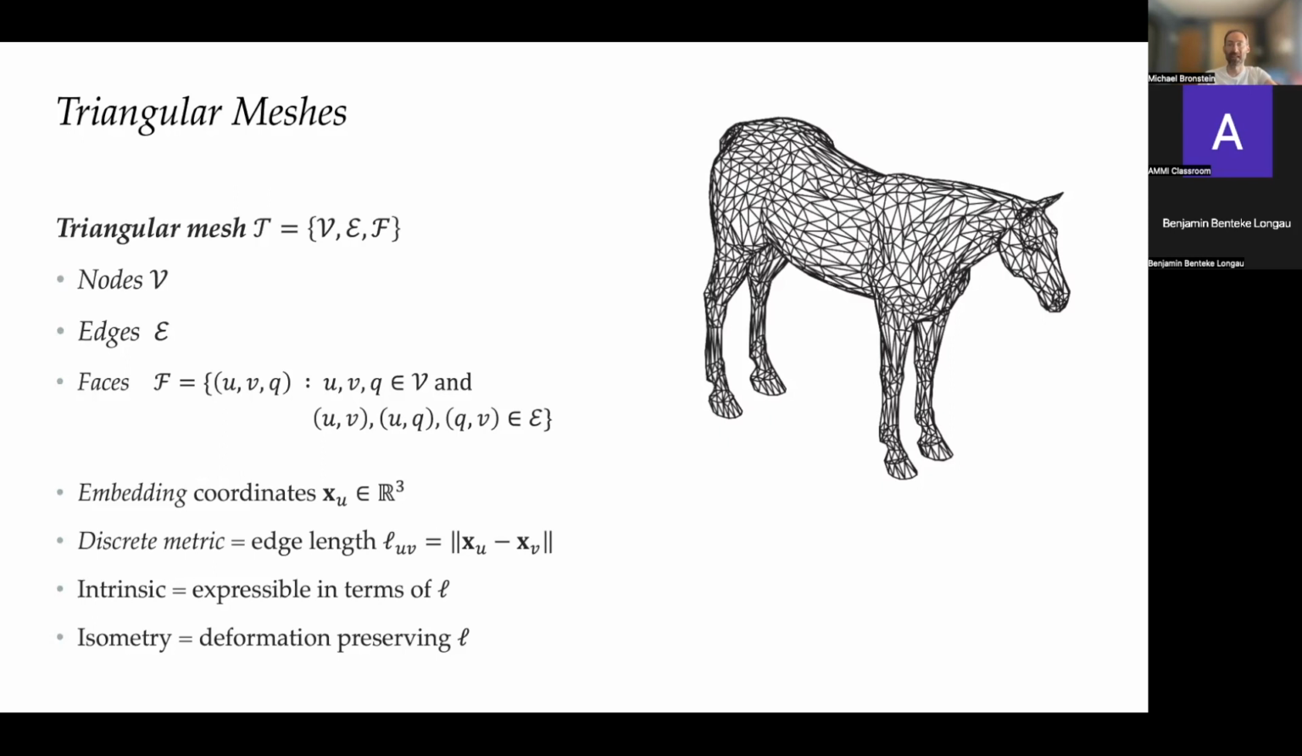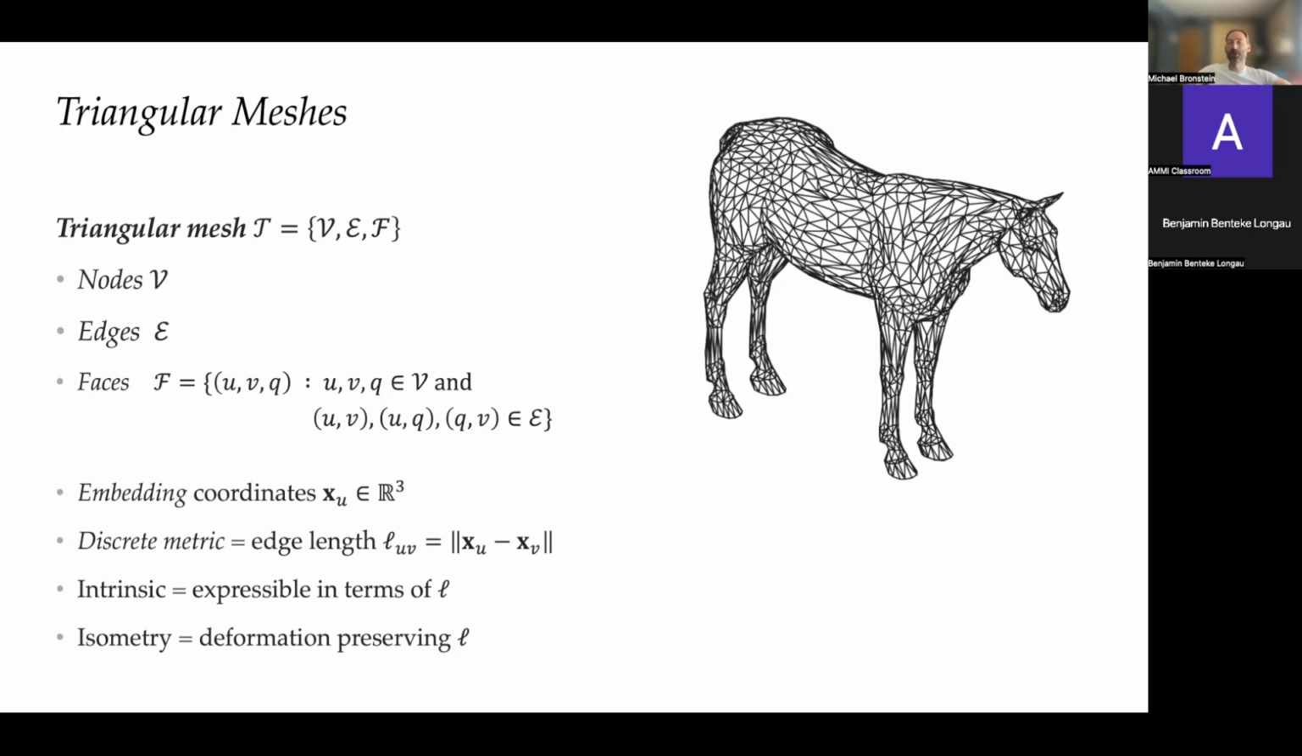So this is called an embedding. It's a geometric realization of the manifold. Otherwise, a mesh like a graph is a purely topological object. We can define the discrete metric. I can measure, just using the Euclidean distance, the length of every edge in the mesh, right? And this will be a discrete metric. And anything that is expressible in terms of this discrete metric is called intrinsic. So if I deform the mesh in a way that this length is preserved, then I'm talking about isometric deformations.